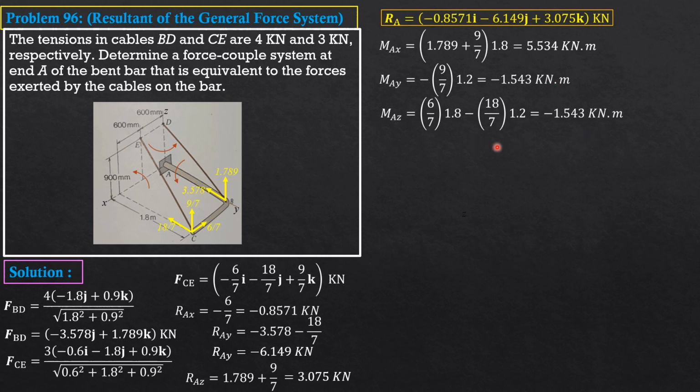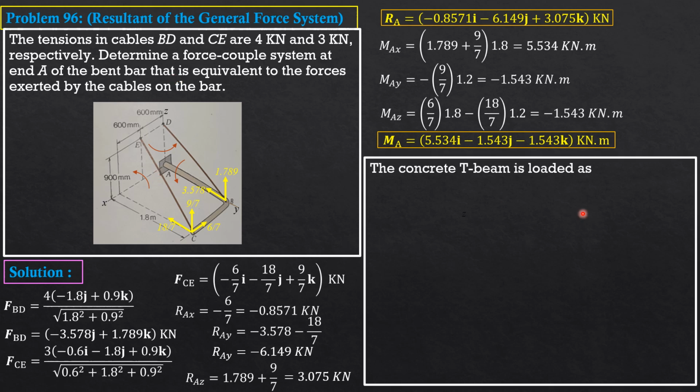So expressing these results in vector form, the resultant couple at A, or moment at A, is 5.534 i minus 1.543 j minus 1.543 k kilonewton meter. So that's it. That's the complete answer for the equivalent force couple system at end A.